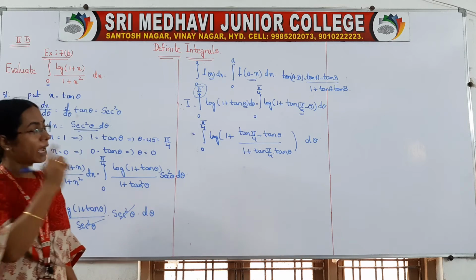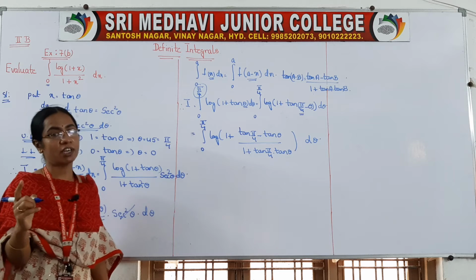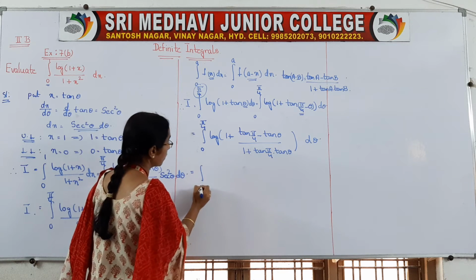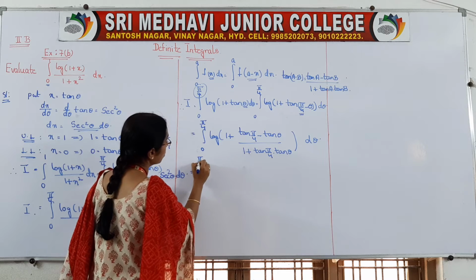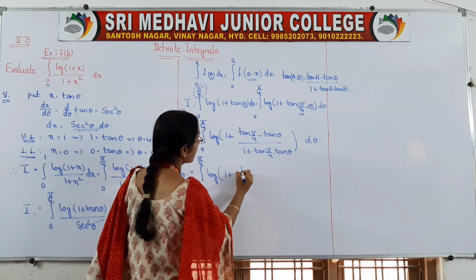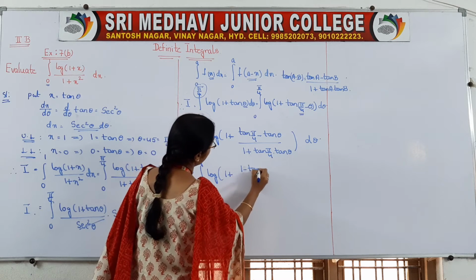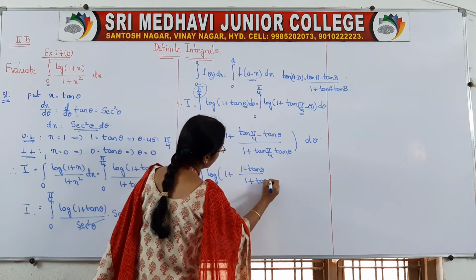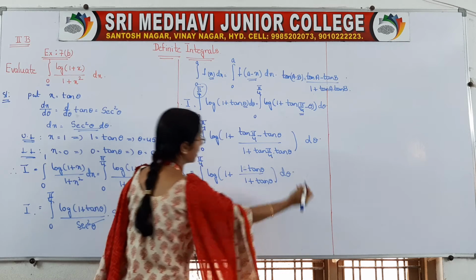Tan pi by 4 is tan 45, and tan 45 is 1, right? So I is equal to integral 0 to pi by 4 log of 1 plus (1 minus tan theta) by (1 plus tan theta) into d theta.